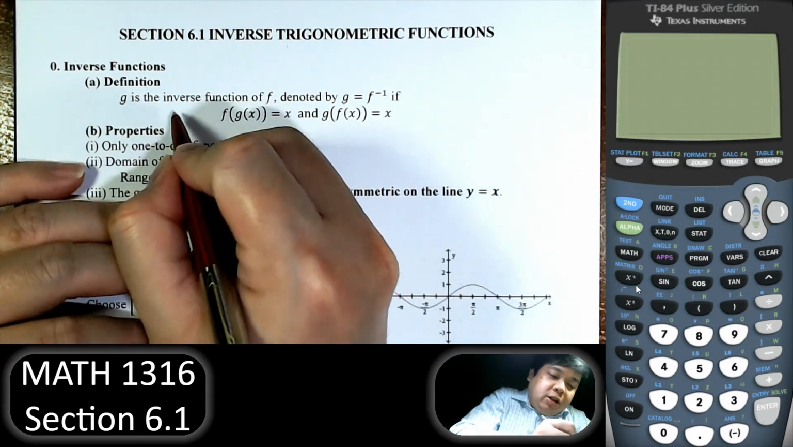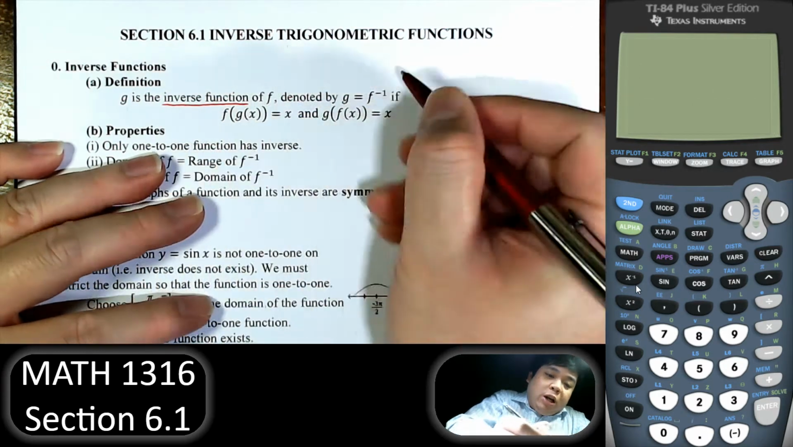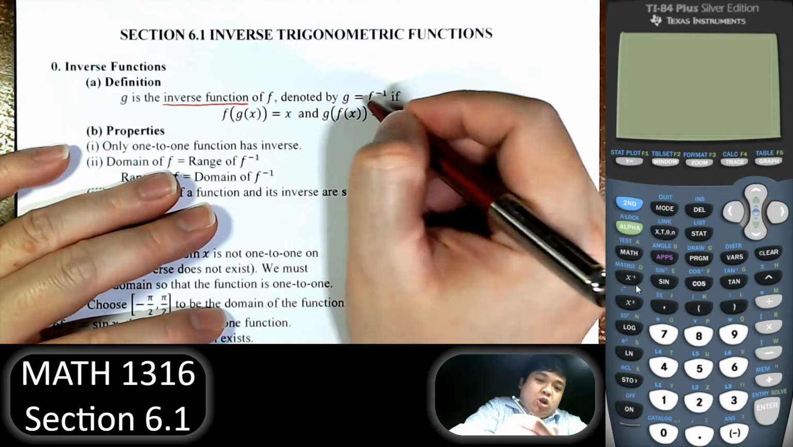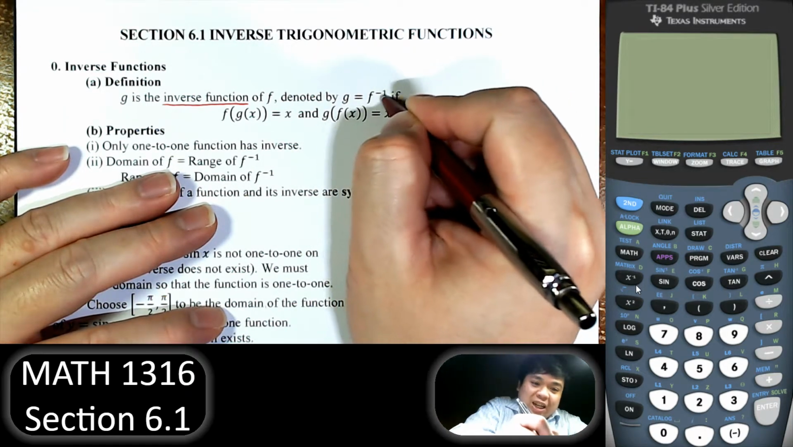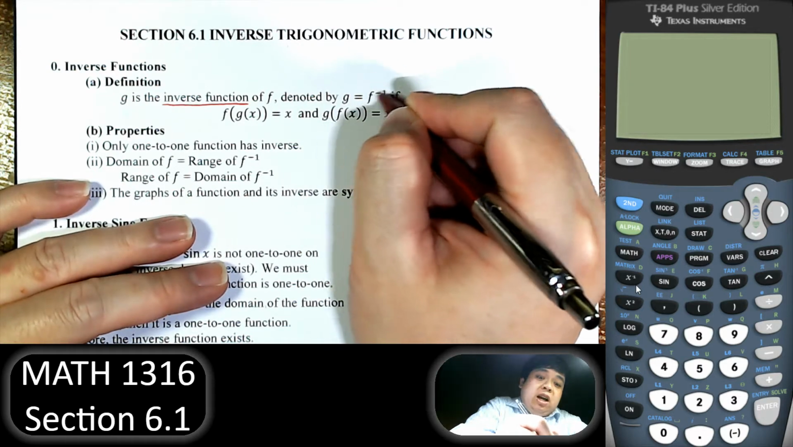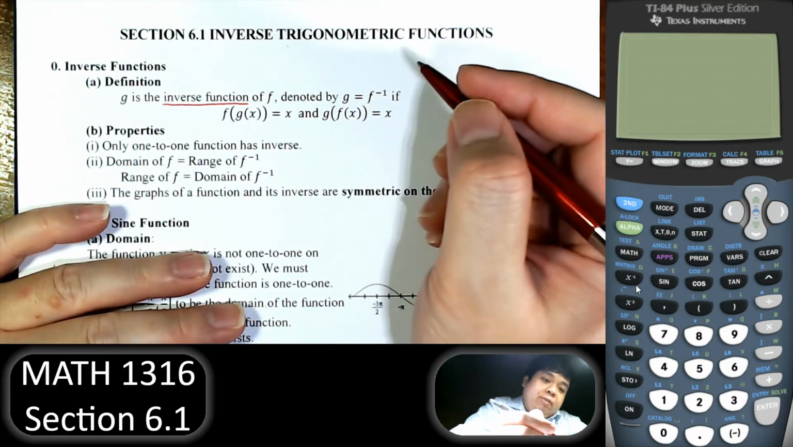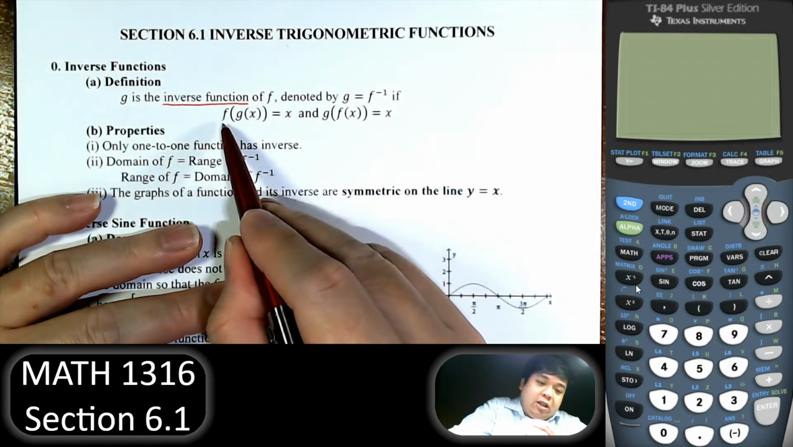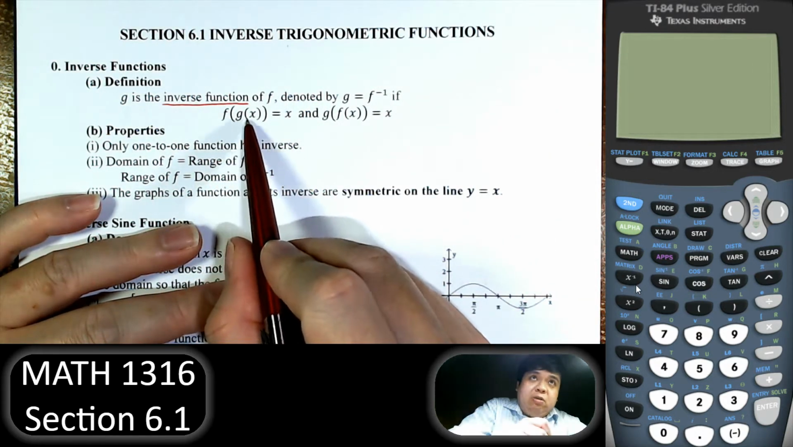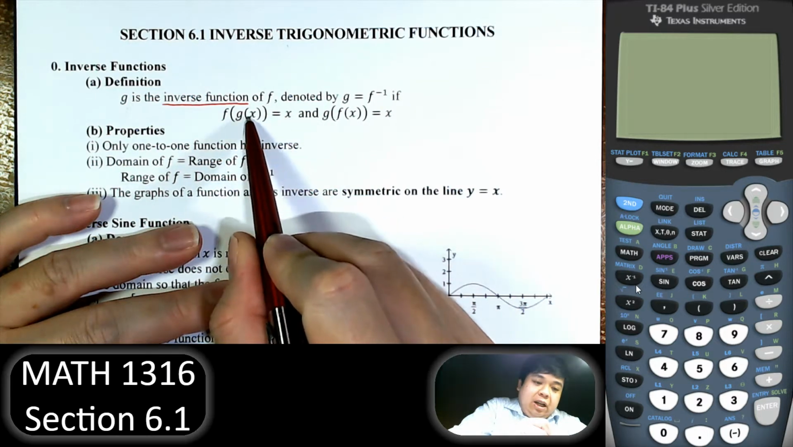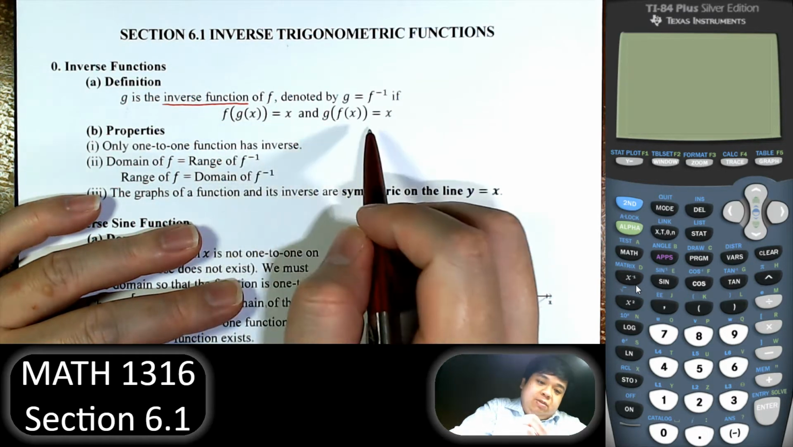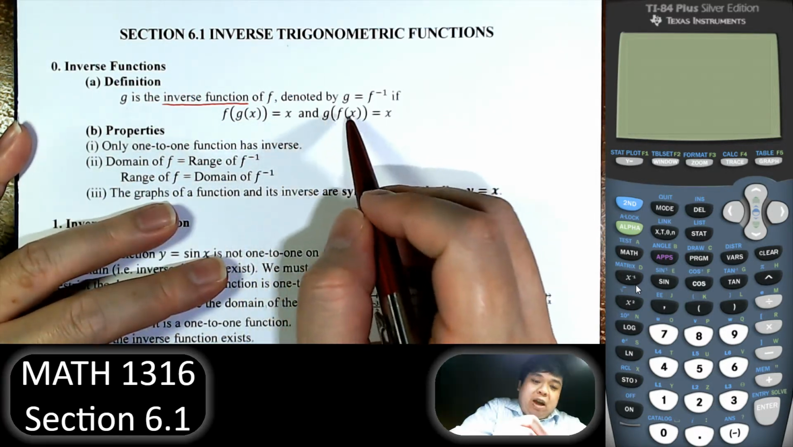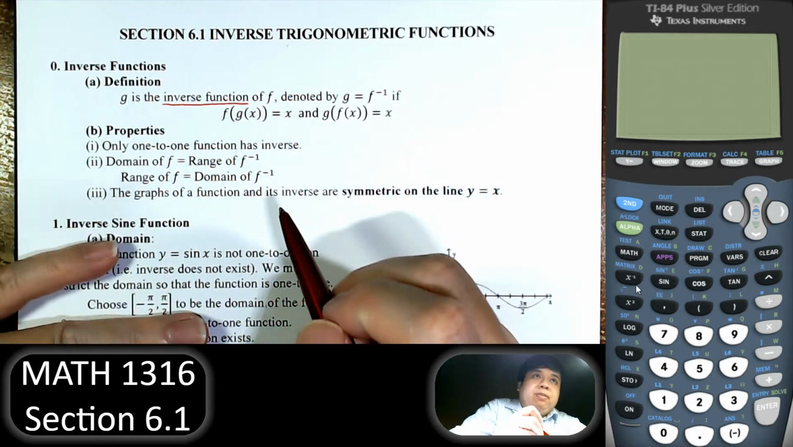Inverse function. The notation is the -1 power here, because we don't say f to the -1, we say inverse of f. The definition of inverse function is that the combination of the function and the inverse gives us back x. f of g of x is equal to x, and g of f of x is equal to x. We have to have both of them.